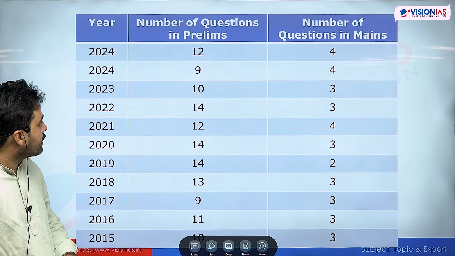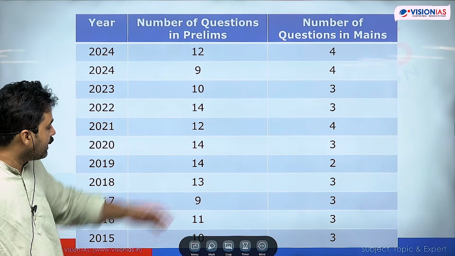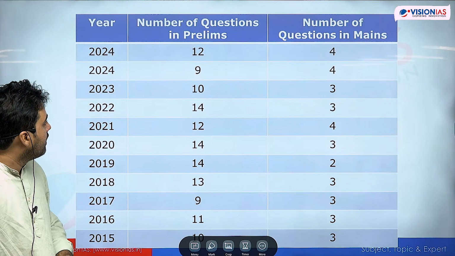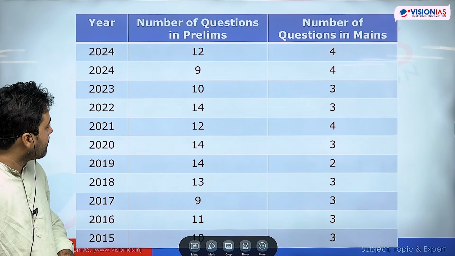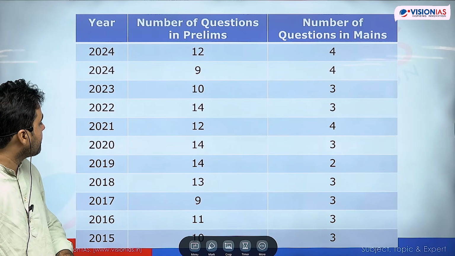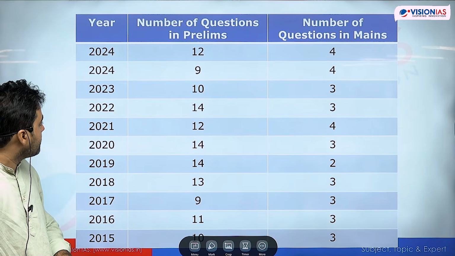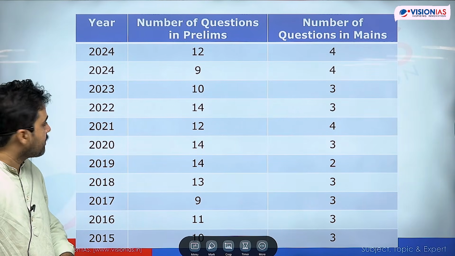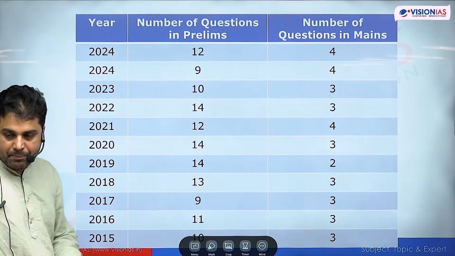So they generally ask 3 or 4, sometimes only one time they have asked 2 questions. But last year also there were 4 questions, this year also there were 4 questions, 2 questions of 10 marks and 2 questions of 15 marks. In prelims also you find that about 11-12 questions are asked from this topic.